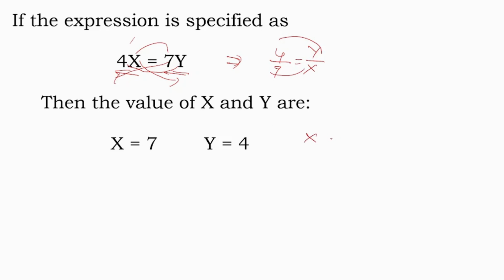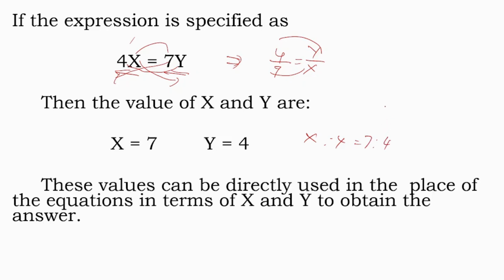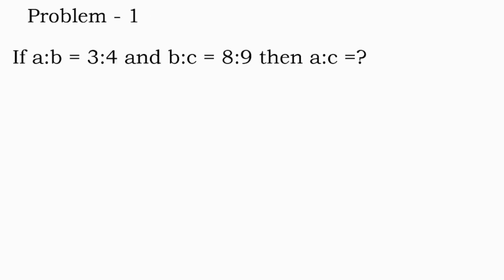So in this way you can find x is to y equal to 7 is to 4, and these values can be used in any calculations. These values can be used directly in any expressions to get the answer in a problem. Now we discuss some problems on ratios.